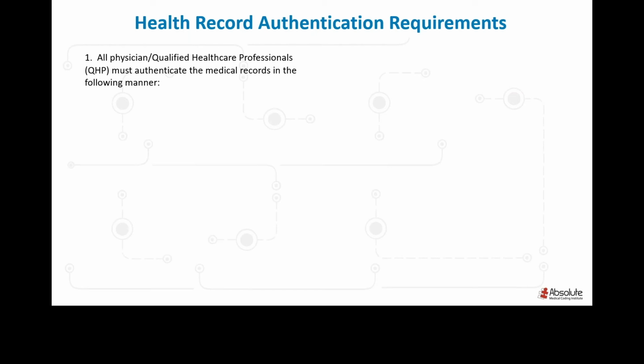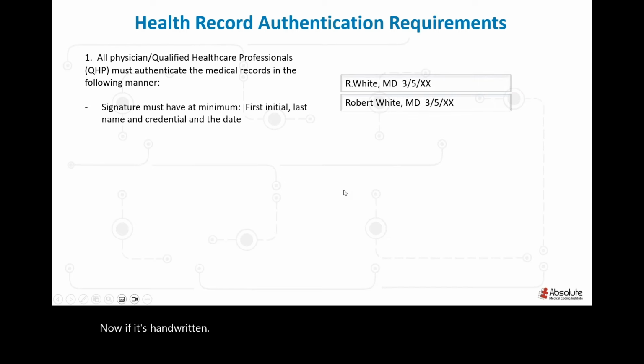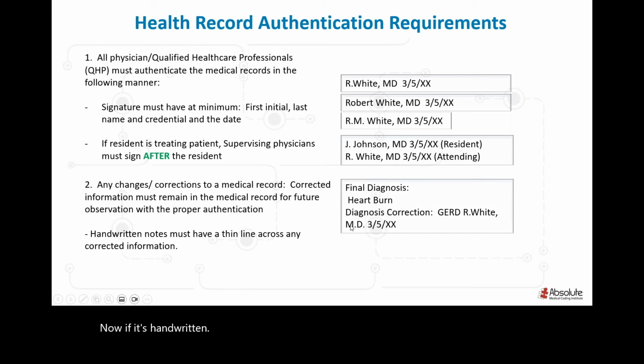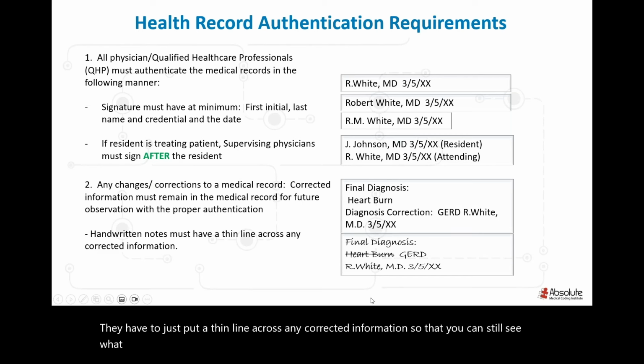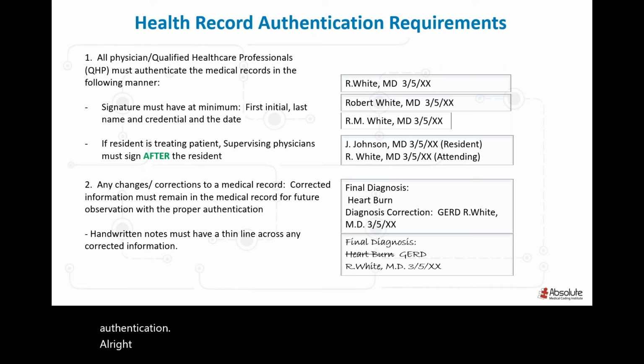Now, if it's handwritten, then this is how it's done. They have to just put a thin line across any corrected information so that you can still see what was changed. So final diagnosis, heartburn, cross it out, GERD, and then the proper authentication. All right, so that's fair enough. You guys got it, right? And don't forget to date it.